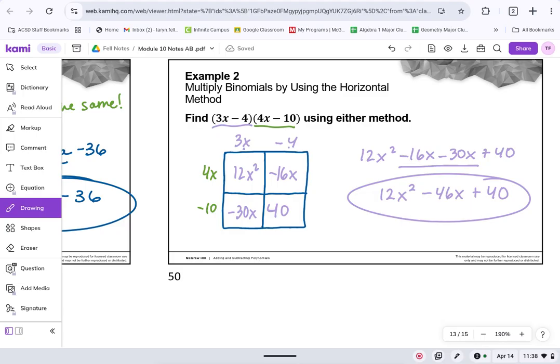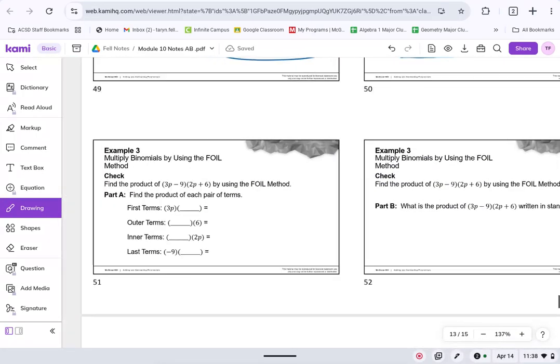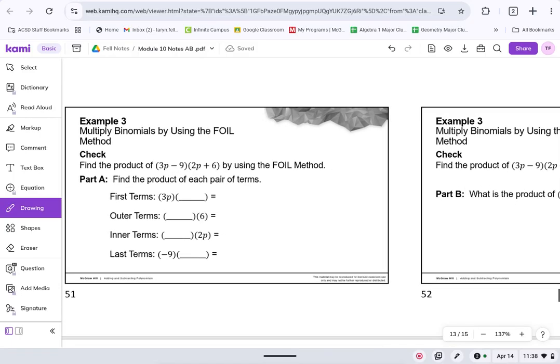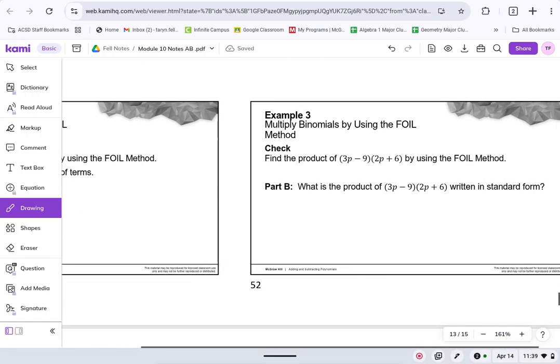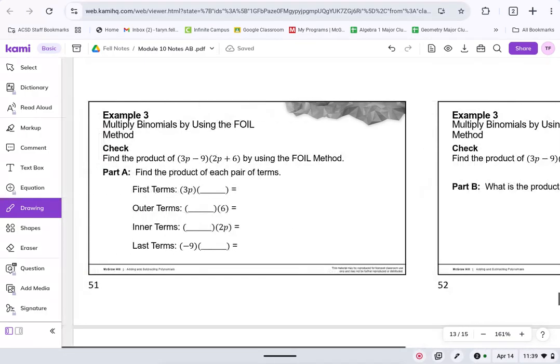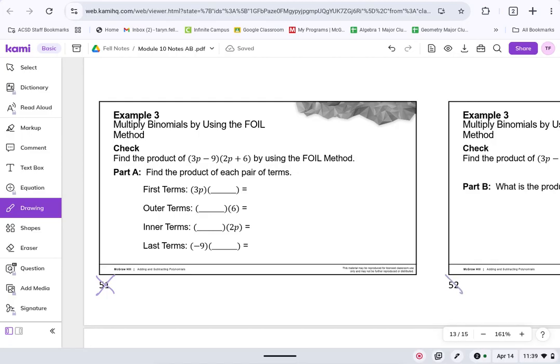Alrighty. From here, it does tell you that you can use FOIL to check, but if you would rather just do it on your own, you can. I don't really care what method you pick. I'm actually going to skip slides 51 and 52. If you want to do them on your own, you can. But I just feel like it works out better if we just keep moving on.